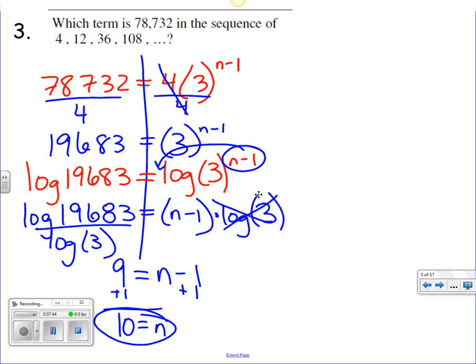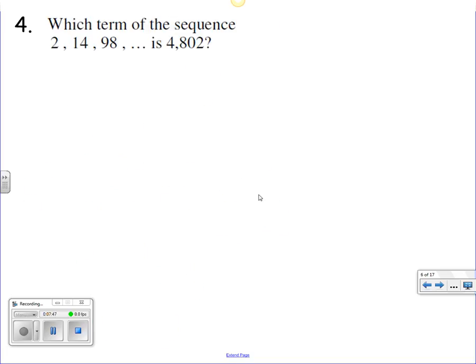All right, let's try another one of those. Which term of the sequence 2, 14, 98 is 4,802? Anthony, which formula am I going to use? The geometric one.